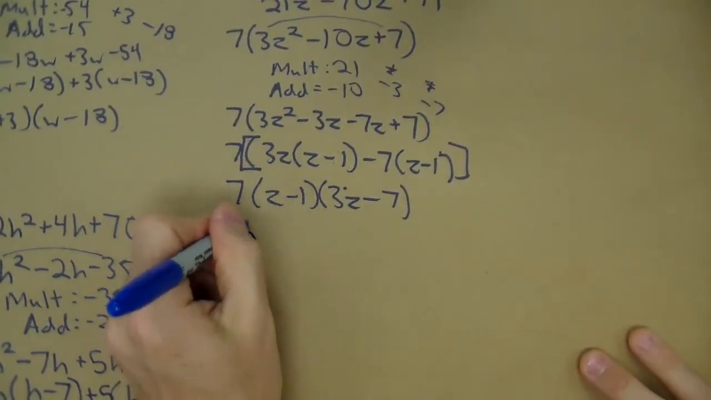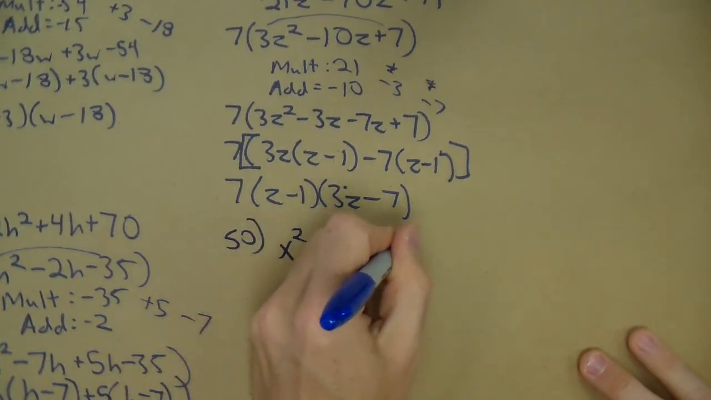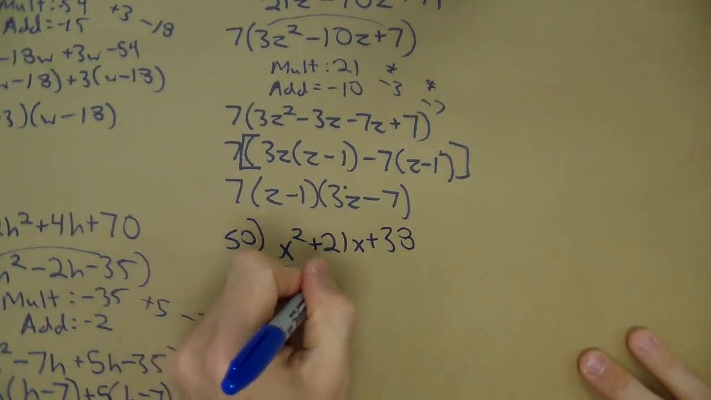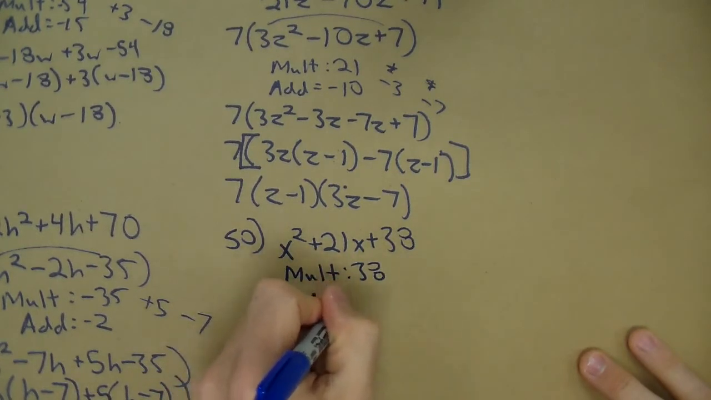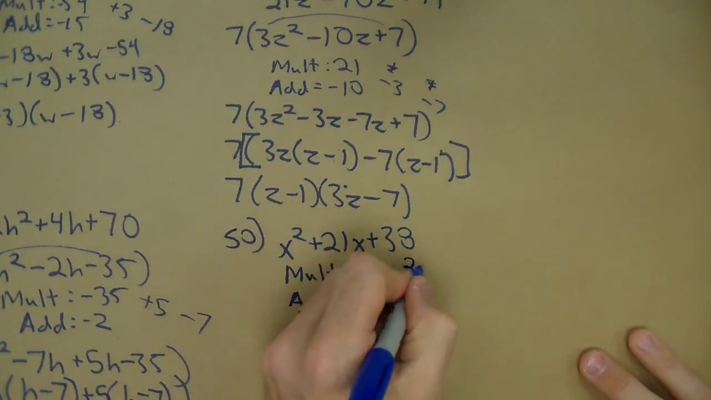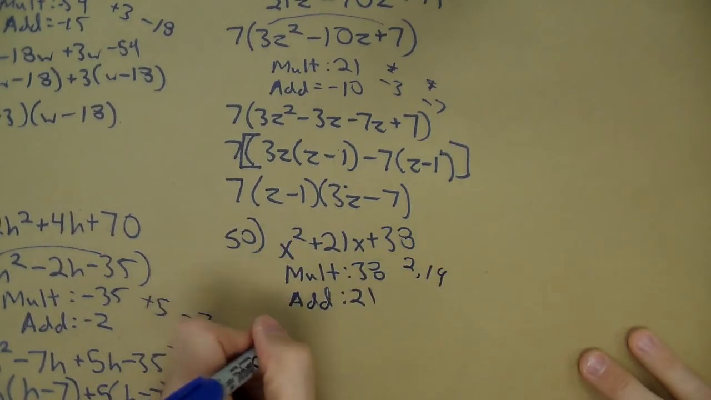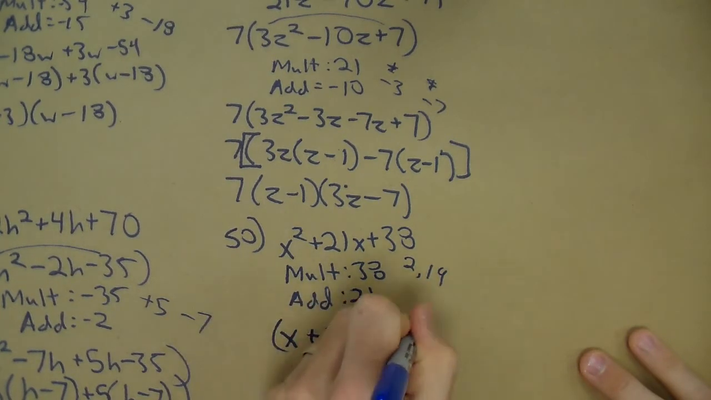For number 50, we have x squared plus 21x plus 38. We're looking to multiply to 38. We add to 21. Well, 38, we have 1 and 38, but also 2 and 19. Those are going to combine to be 21, so we'll make it x plus 2, x plus 19.